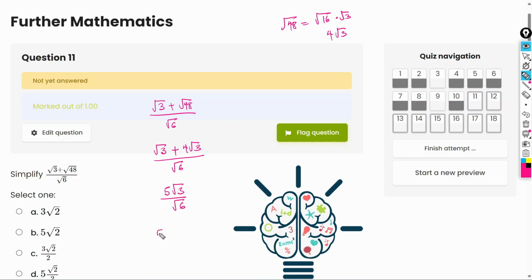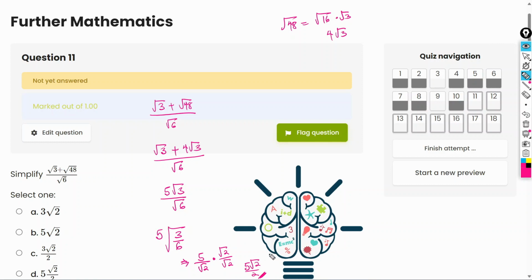Can be written as 5 square root of 3 over 6, which is going to be 5 over root 2. Now we can rationalize, multiply top and bottom by root 2. You end up with 5 root 2 over 2. Right? So the answer is D.